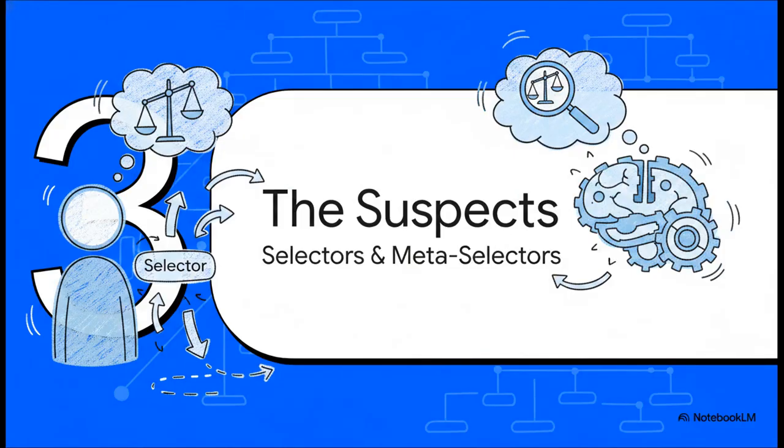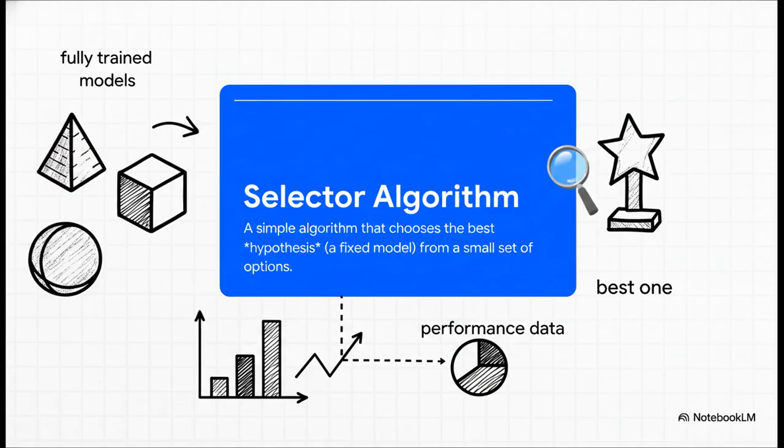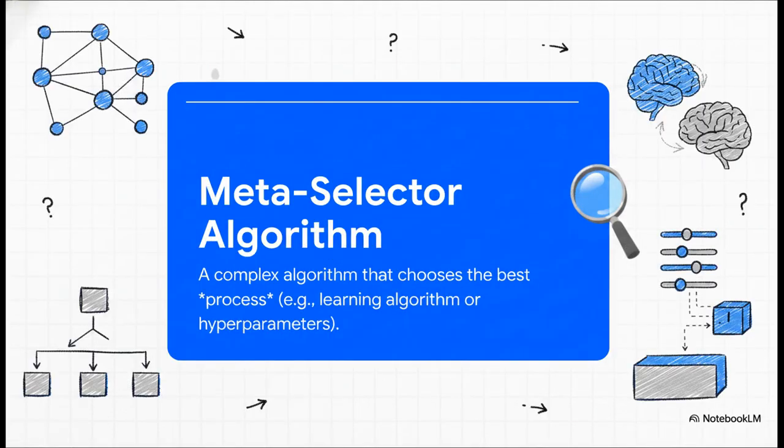Okay, to really solve this mystery, we have to understand the main characters in this story. Let's call them the suspects. These are the algorithms we use to make choices, and they come in two flavors, selectors and meta-selectors. First up, we've got the simple selector. You can think of this one like choosing from a fixed menu. You've got, say, 2 or 3 models that are already built, already trained. The selector's only job is to look at how they do on some data and just pick the winner. That's it. Simple.